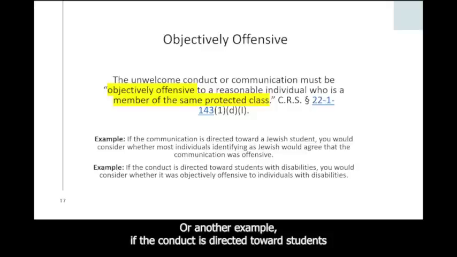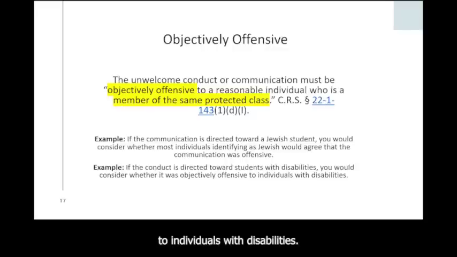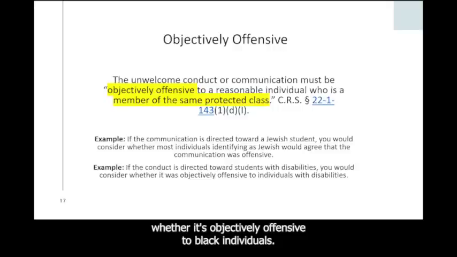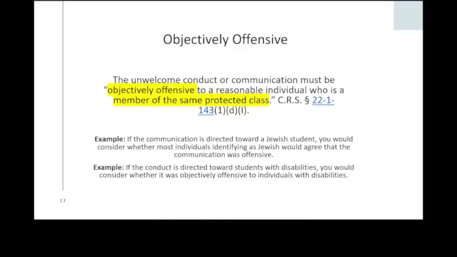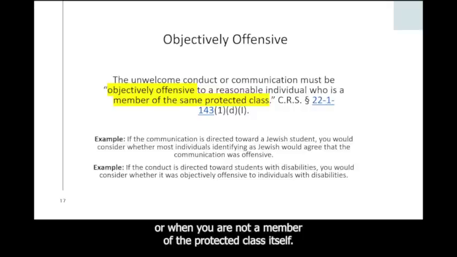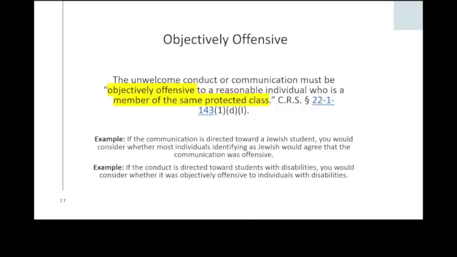Or another example, if the conduct is directed towards students with disabilities, you'd consider whether it was objectively offensive to individuals with disabilities. Another example, if the conduct is directed toward a Black student, you would consider whether it's objectively offensive to Black individuals. It is not a perfect science, and it may feel challenging to assess what is objectively offensive to a member of a protected class, particularly when people have multiple identities or when you are not a member of the protected class itself.